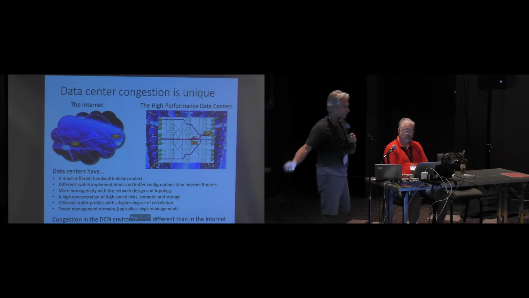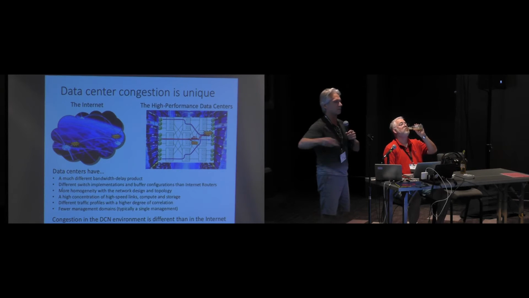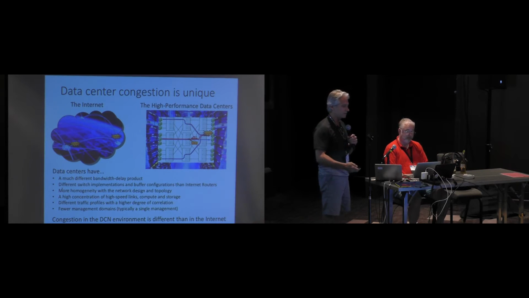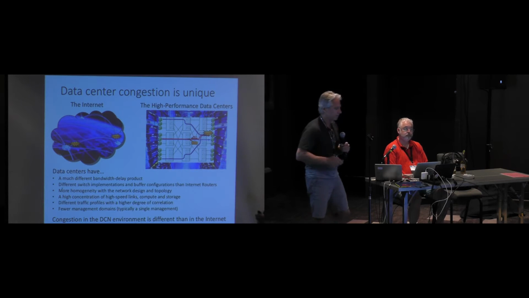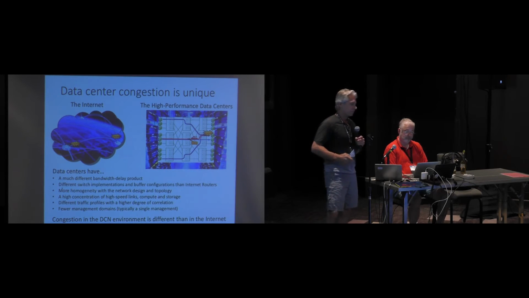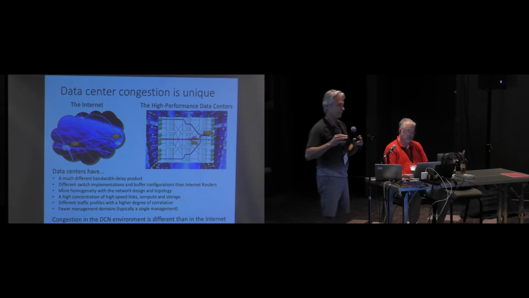So first of all, data center congestion is different from internet congestion. I think we all know that. A handful of transactions coming in from the web can cause a lot of activity inside a data center. So data centers have a much different environment. There's different bandwidth delay. The switches are implemented differently, with small buffers and high-speed links, than internet routers. There's a lot more homogeneity in the network design.